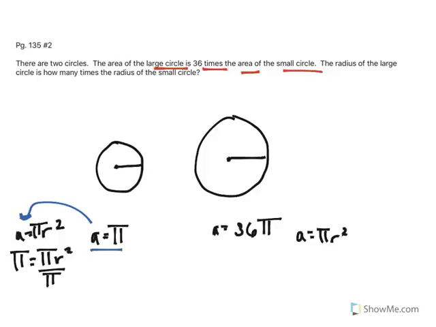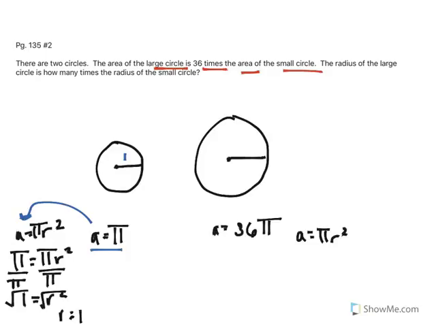So we divide both sides by pi. Anything divided by itself is 1, so 1 equals r squared. Square root both sides to get r alone, and we get r equals 1. So the radius of the small circle is going to be 1.